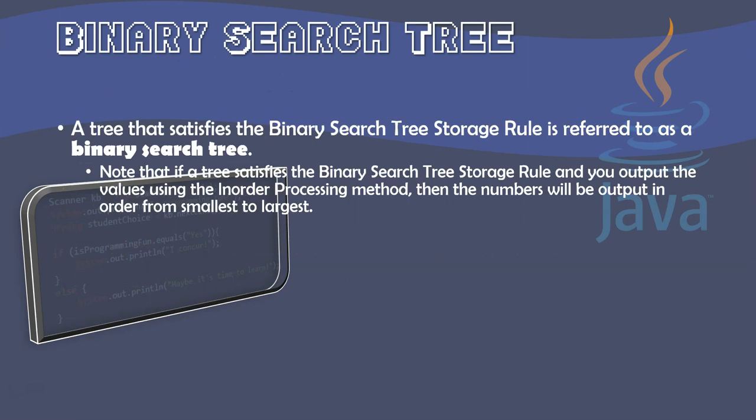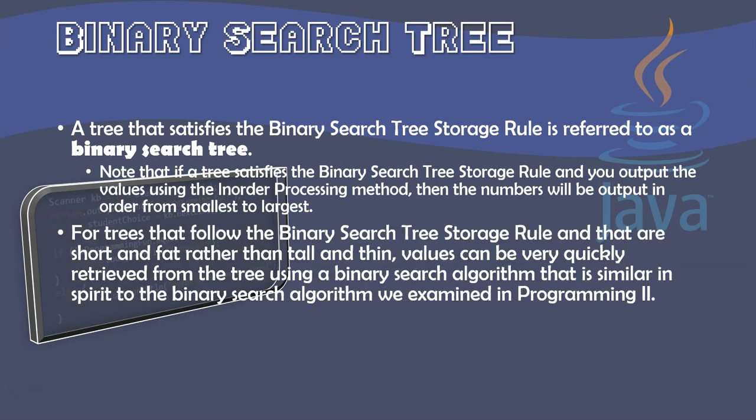Now, when we have our binary search tree storage rule, this is going back to those binary trees, or specifically binary search trees. If a tree satisfies the binary search tree storage rule, the 1, 2, 3 we just saw, and we output the values with the in-order processing method, so in other words, left, root, and then right, the numbers will output in order from smallest to largest. For trees that follow the storage rule and are what's considered to be short and fat trees rather than tall and thin trees, which means we don't have a long list of nodes going straight down.